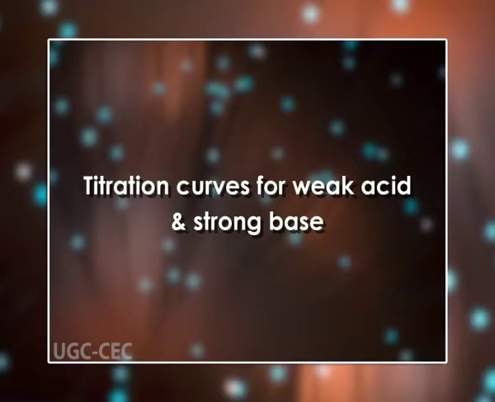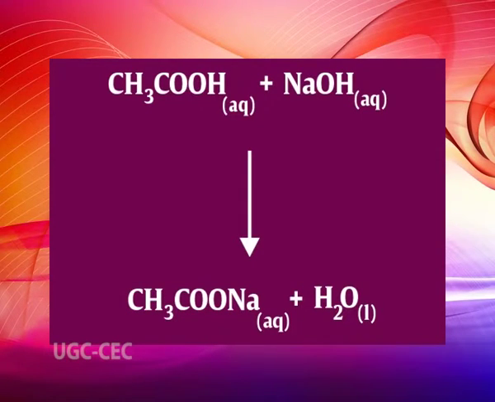The third is titration curves for weak acid and strong base. As an example, let's take ethanoic acid and sodium hydroxide as typical of a weak acid and a strong base. Numerically, CH3COOH aqueous, that is ethanoic acid, plus sodium hydroxide NaOH aqueous gives CH3COONa, that is sodium ethanoate aqueous, plus H2O, that is water.